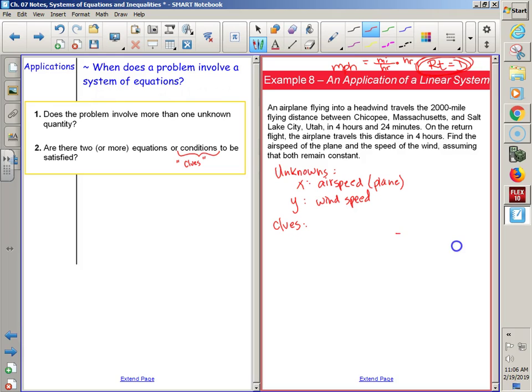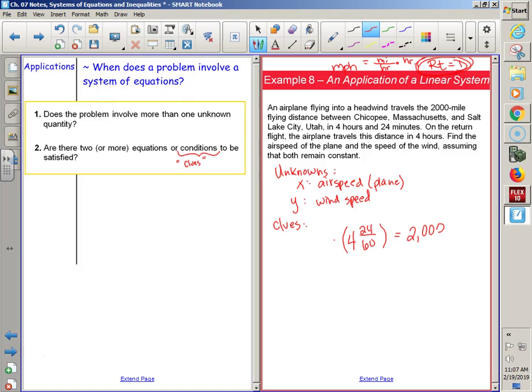So the first time, they traveled 2,000 miles, going 4 hours and 24 minutes. Why did I rewrite that as 4 and 24/60? 60 minutes in an hour. Does that make sense? 4 hours and 24 minutes. I can make it 4 and 24/60. If you really want, I guess we could go to minutes, but I'm pretty sure I'm not going to check miles per minute of my speed. I think miles per hour is a little bit more common sense. What don't I know?